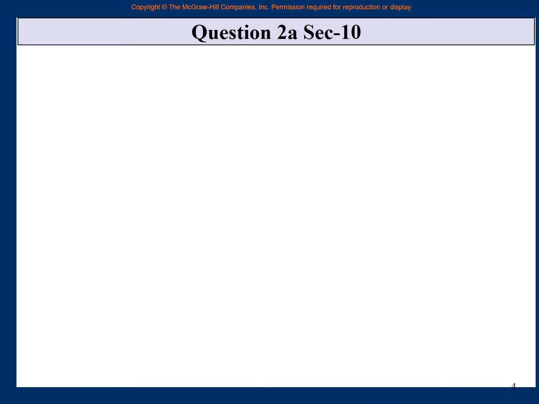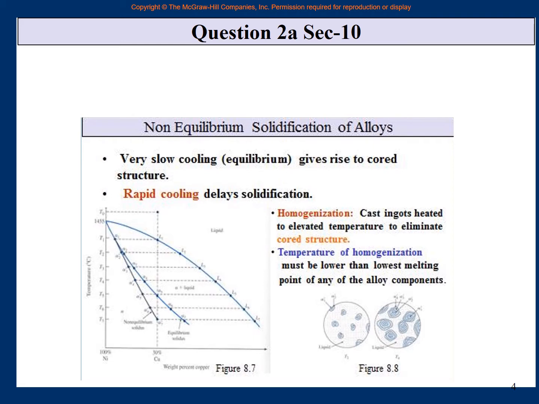Let us continue the same question, but the second part of question 2A, which was about chord structure. I am just showing you a slide from the lectures: if non-equilibrium cooling is there, which is rapid cooling, then the solidification is delayed, which results in chord structure. Small cores of solids are formed rather than one homogeneous solid. And if this type of chord structure is there, then a heat treatment called homogenization is done so that the cores are gone and you get a uniform structure.